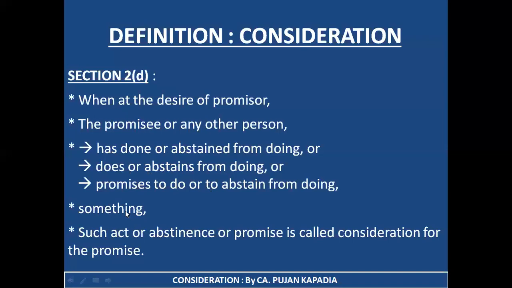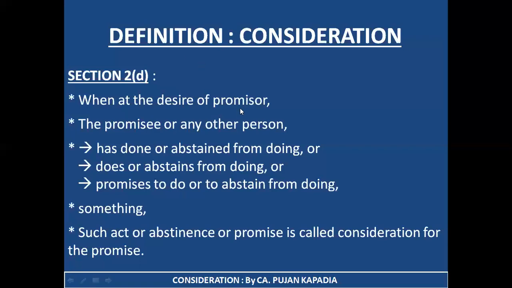Paying money, giving some services, giving some goods. It can be anything. Fine. Then such act or abstinence or such promise is called consideration of promise. It is defined under section 2 clause D. I hope I'm clear with this particular point. So here you need to basically remember 3 points. First, who is desiring?